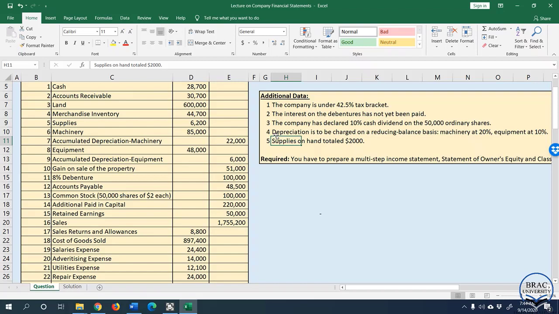So with this, I conclude this part of the video, and in the next video, I'll try to complete this financial statement. In the next couple of videos, actually, I'll try to complete these financial statements.